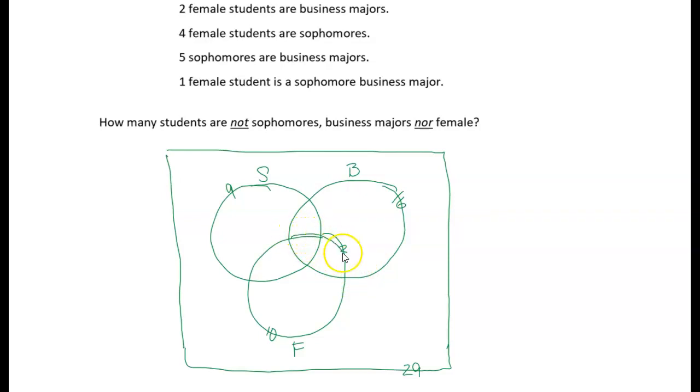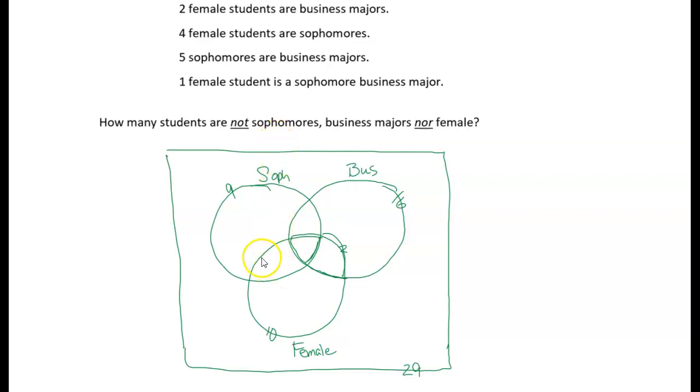This region right here represents the people who are female and business majors, but some people in that region might be sophomores and female and business majors, and some might be business majors and female, but not sophomores. I should probably write that down here. I keep thinking F is female, because we defined F as female before, so I'll just write it all out. I'll write this as sophomore so we don't forget what we're doing here. Business majors.